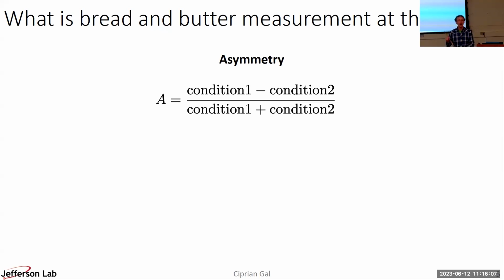Yeah, so my claim here is that asymmetries are the better bread and butter measurement. Asymmetries are the bread and butter measurement for the EIC. So what is an asymmetry? It's like the slide already sort of says it, but what's an asymmetry? It's an imbalance. All right. An imbalance of what?